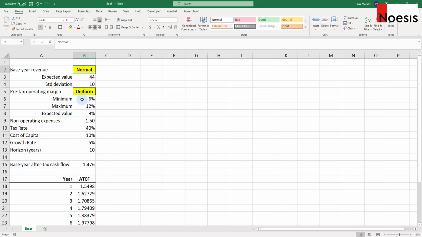So in the Monte Carlo simulation, for these variables which have a probability distribution, we will have to generate a random number. Based on the random number, we will then generate the revenue based on that random number and the distribution. And I'm going to generate another random number for the pre-tax operating margin to generate the value for the pre-tax operating margin based on a uniform distribution.